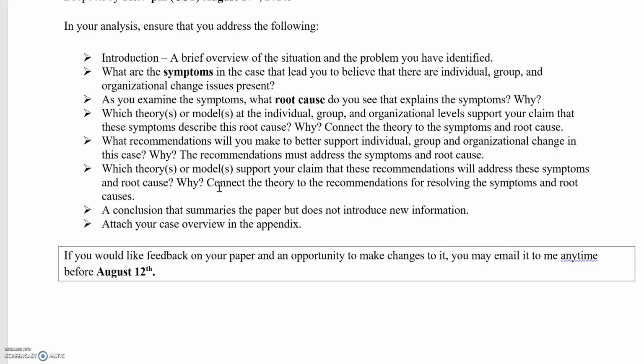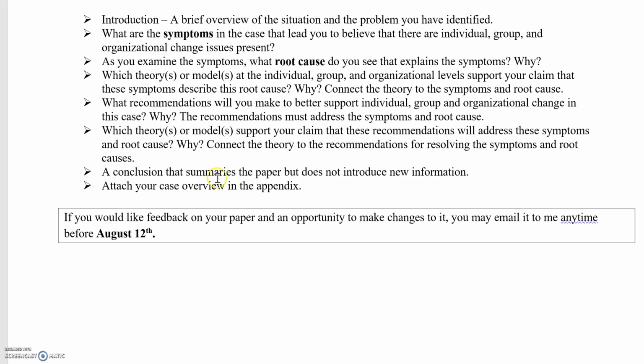Next is you're going to make recommendations for change. Again, your recommendations have to be on 3 levels. It should support individual, group, and organizational change. And your recommendations must address the symptoms, the root cause, and should be rooted in literature. Your conclusion kind of brings the whole paper together, but don't introduce new information here. The case overview that you submitted earlier, you can now attach it in your appendix.